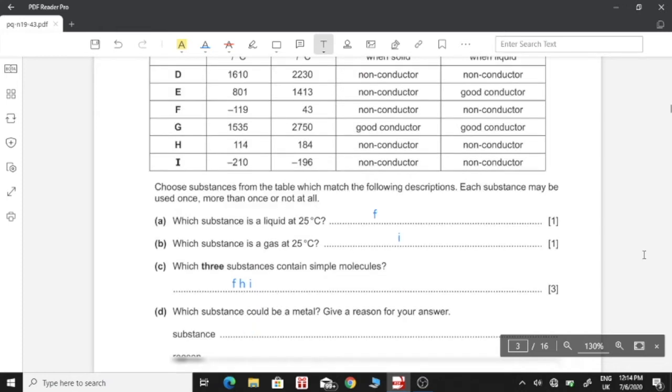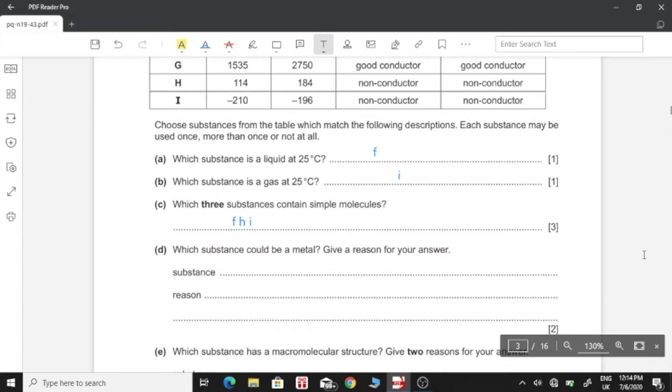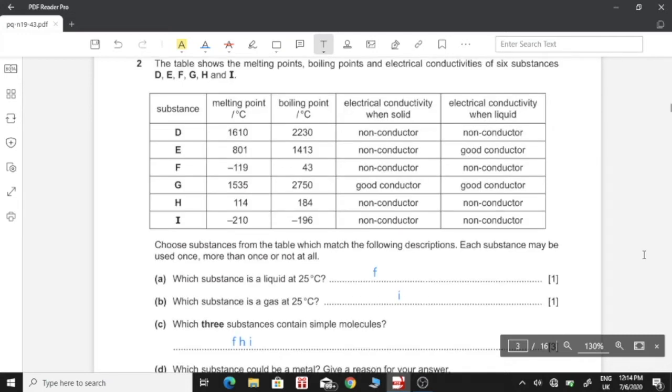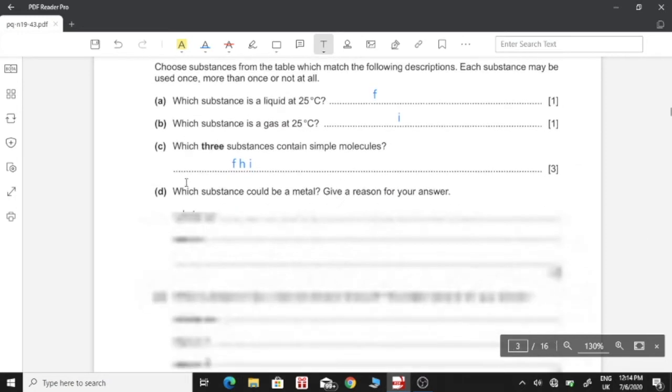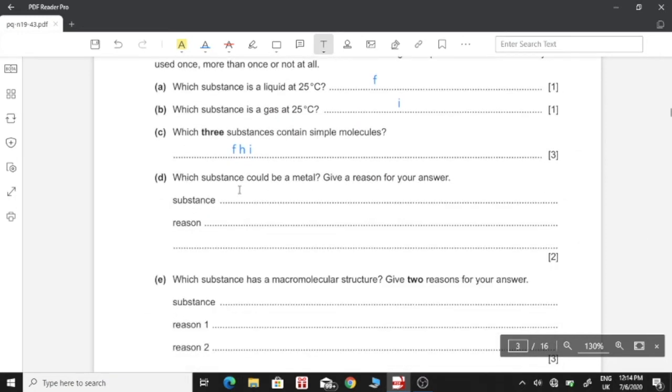Part D, which substance could be a metal? Give a reason for your answer. Now we're supposed to be looking for a metal which can conduct electricity in both forms, and it is also supposed to have high melting and boiling points. So this is going to be G, and it conducts electricity in both solid and liquid form.